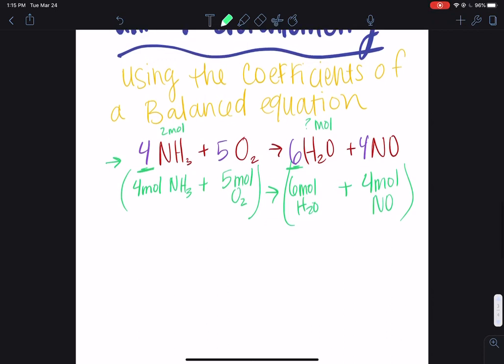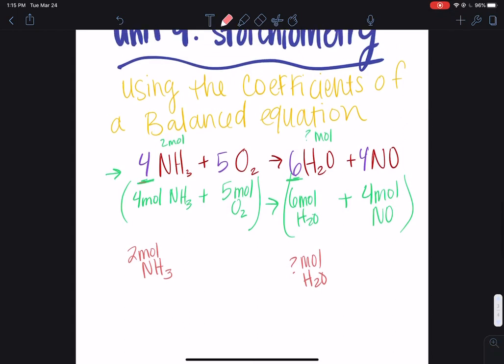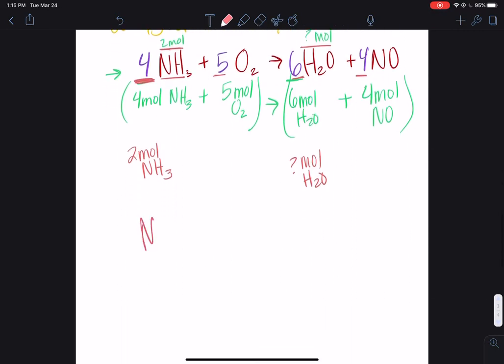But the question that I asked you is, what if I give you 2 moles of ammonia, and I want to know how many moles of water? That's basically what I asked. So we are going to use these coefficients, 4, 5, 6, and 4, when we have substance A. In this case, substance A is ammonia because I put 2 moles above ammonia, to go to substance B. In this case, substance B is water. So this is mole to mole conversion.